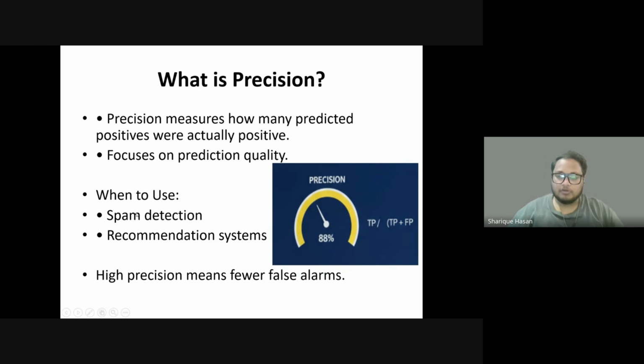So let's talk about precision. Accuracy is the one thing. Accuracy is the total rate of success out of the total number of attempts. Suppose you attempted 10 times and you had success 6 times. So your accuracy will be 60%.